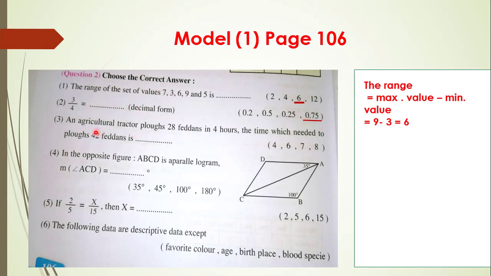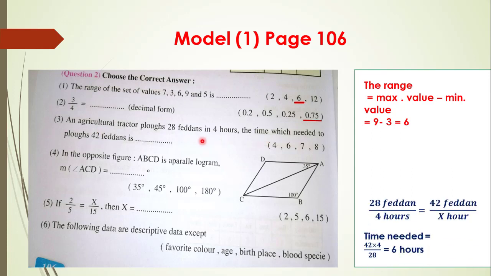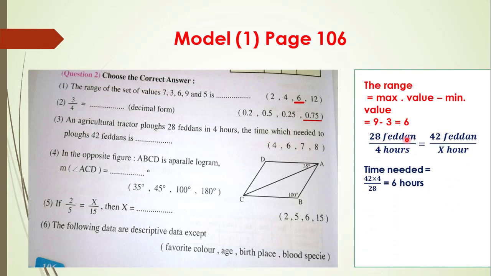Number 3. An agricultural tractor plows 28 feddans in 4 hours. The time needed to plow 42 feddans is. In this case, we have a proportion problem. We have 28 feddans in 4 hours equal to 42 feddans in unknown hours here.